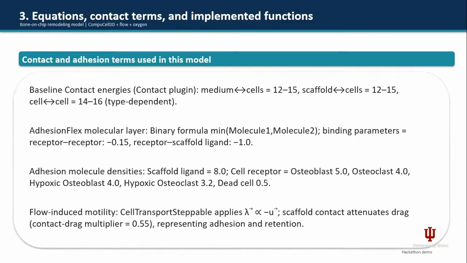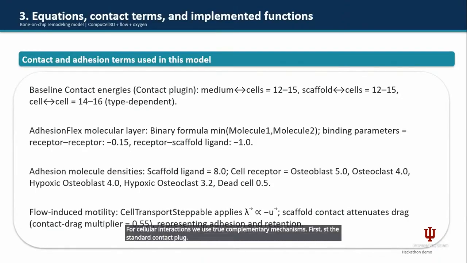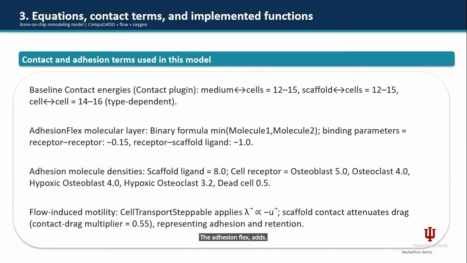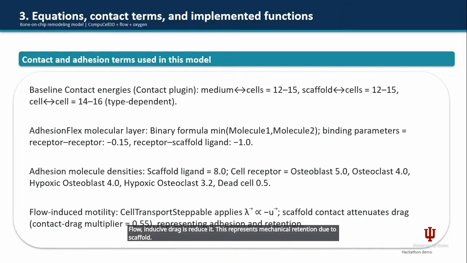For cellular interactions, we use two complementary mechanisms. First, the standard contact plugin defines baseline interfacial energies between cells, medium, and scaffold. The adhesion flex adds an explicit receptor ligand adhesion layer. Finally, when a cell is touching the scaffold, its flow-induced drag is reduced. This represents mechanical retention due to scaffold contact and adhesion.